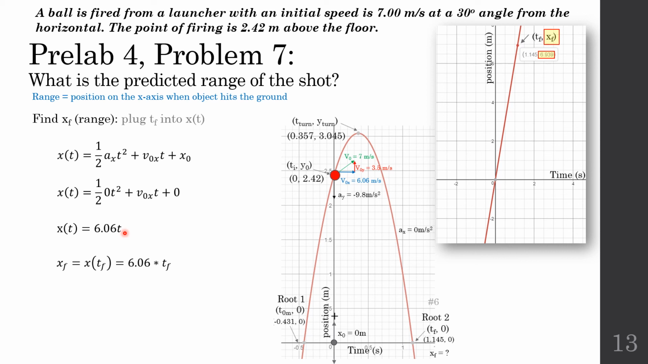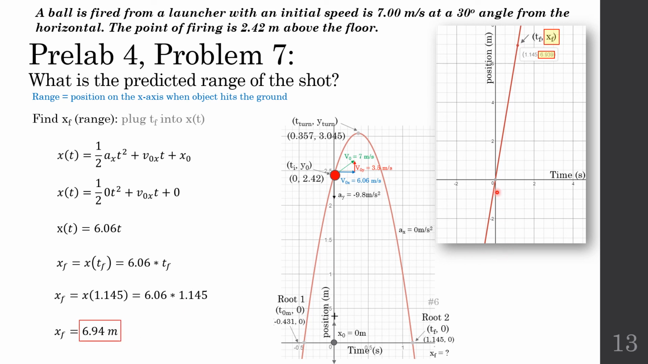Now we're going to plug our t final into the x of t equation in order to solve for the range. So x final is equal to x of t final, and that's equal to 6.06 times t final. Now we know what t final is, so let's plug it in. We just solved for it in number 6. So t final was 1.145. So the range is simply going to be 6.06 times 1.145. And that gives us a range of 6.94 meters. And that is our final answer.